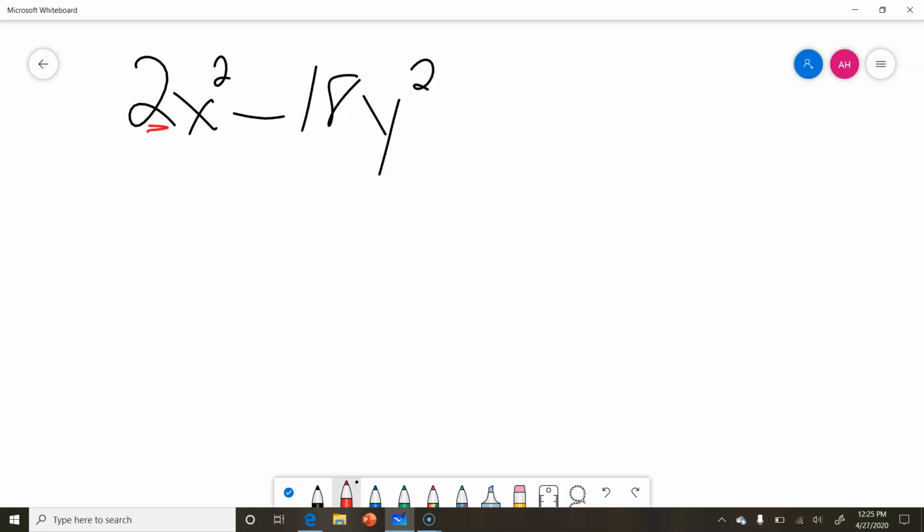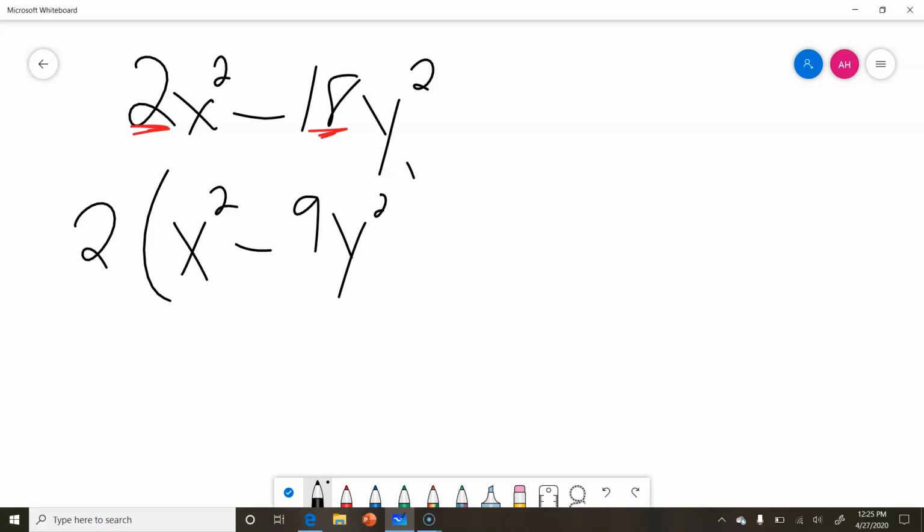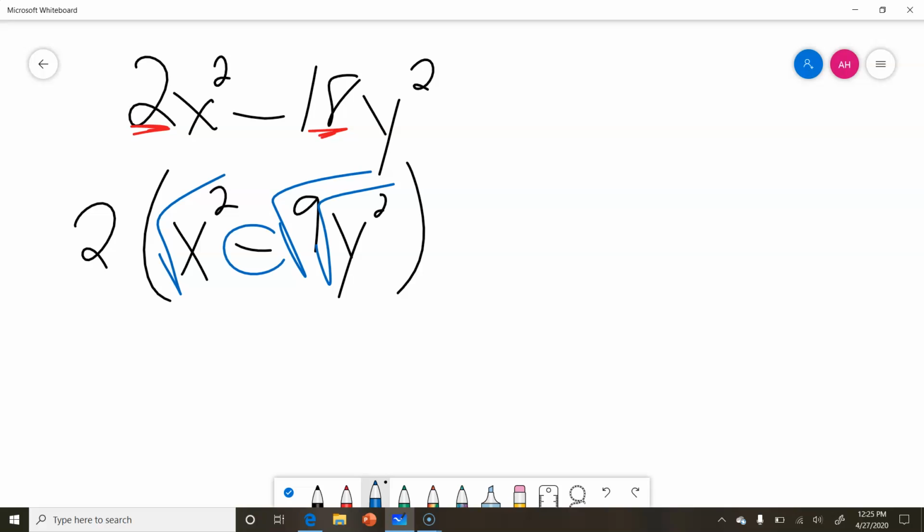So let's do 2x squared minus 18y squared. Okay, so we're going to factor completely on this one. So what I do first here is I need to divide by what they have in common, which is a 2. So I pull a 2 out, and I get x squared minus 9y squared. Now I'm not done yet, because I see I can take the square root of each of these, and I have a difference of squares.